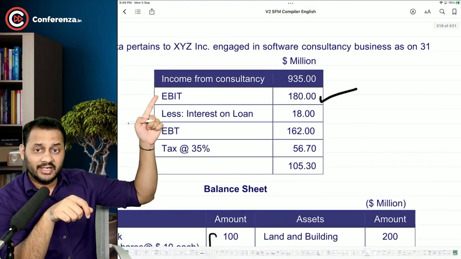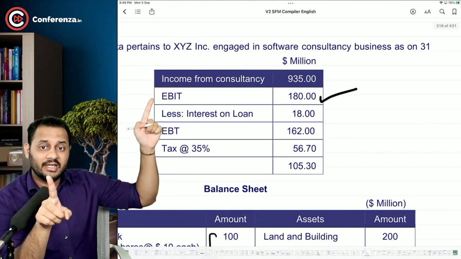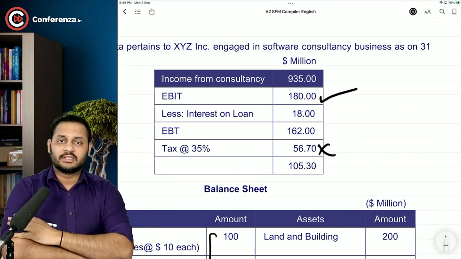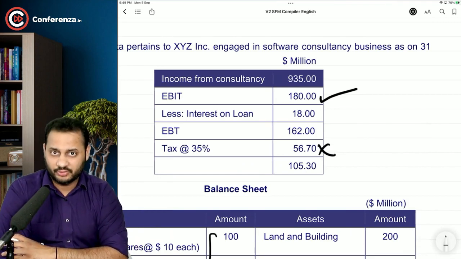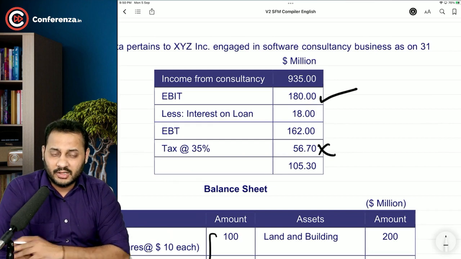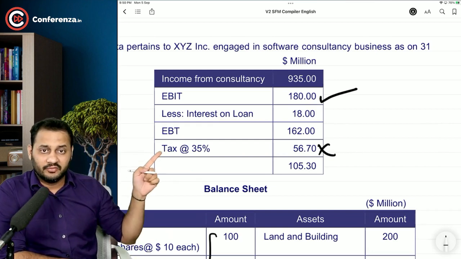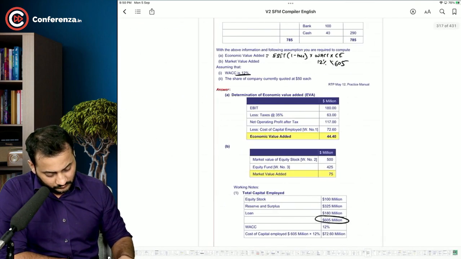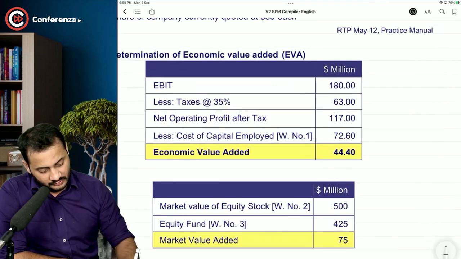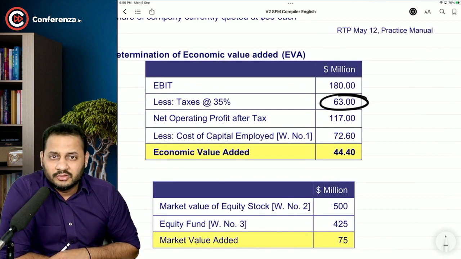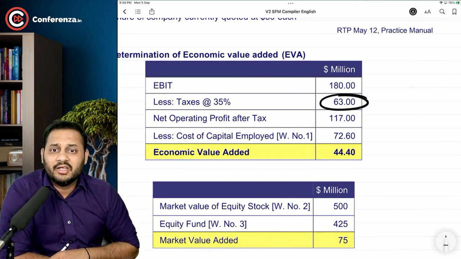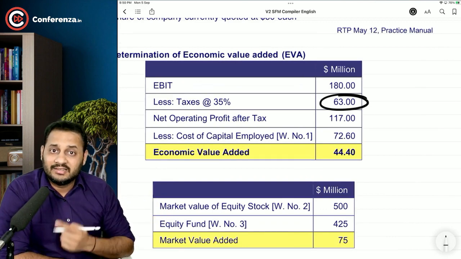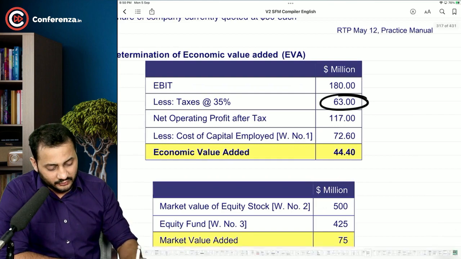EBIT is how much? 180. Understand, 180 minus 35%. Do not take this 56.70 as was done in the second question of EVA. And I will show you how much is the tax here. 56.70, right? See the tax amount. This is a proper treatment. They have taken 35% of the EBIT, not the exact tax given in the answer. And that question was wrong. That's what I told you.